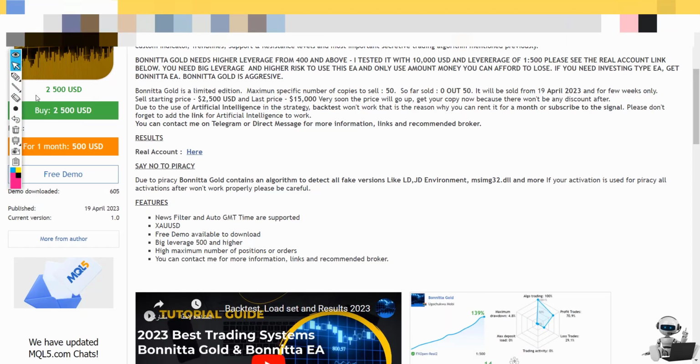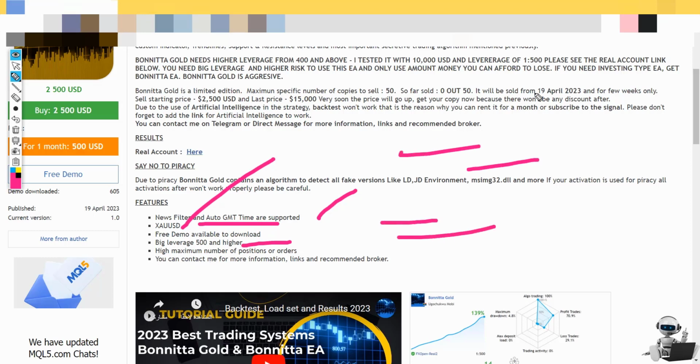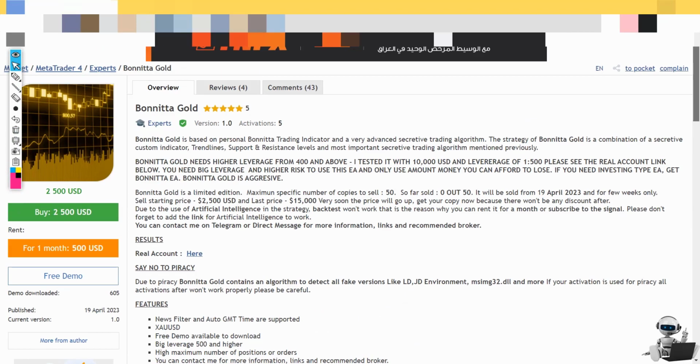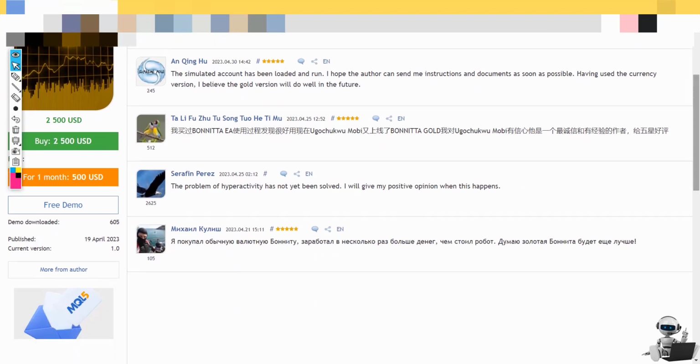Now, what features does this EA have? First of all, it supports auto GMT time, only works with gold, leverage has to be 500 or higher, and you can control the number of trades or orders. Now for the reviews, we have only 4 customers, and one said that the problem of hyperactivity has not been solved.